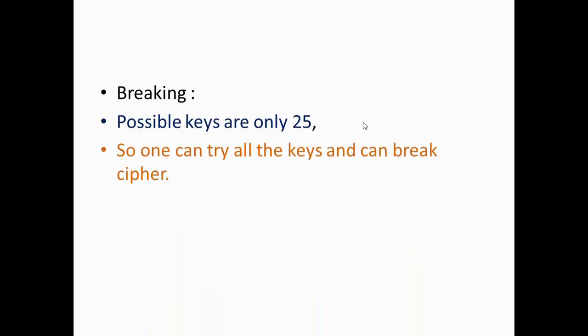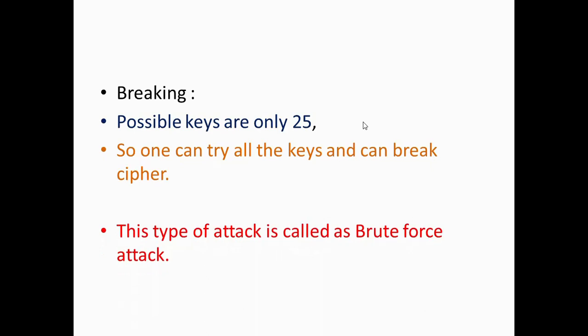When we talk about breaking this cipher, it is a bit more difficult compared to Caesar cipher, but still we have only 25 keys. If the attacker knows that modified Caesar cipher is used, the attacker can try all the keys, and at some key the attacker will get a readable text and can break the cipher. Such an attack, where you obtain the plain text from the cipher text by trying all the keys, is called a brute force attack.